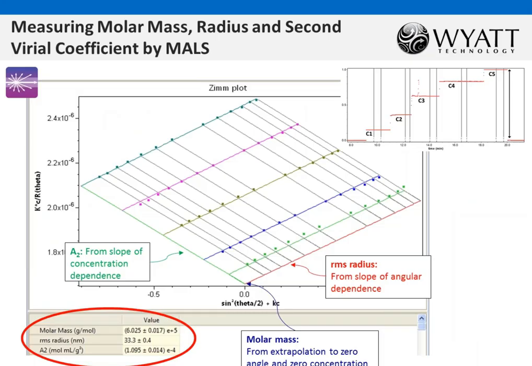Several known concentrations of an unfractionated sample are injected into a multi-angle light scattering detector, and the light scattering response is measured as shown in the inset on the top right. The angular dependence of the light scattering intensity can be related to the radius for the various concentrations. The concentration dependence can be related to the second virial coefficient. Molar mass is obtained from the intercept of angular and concentration dependence.